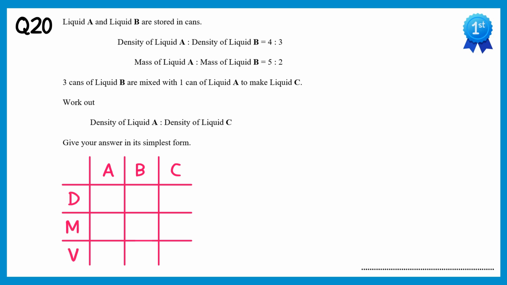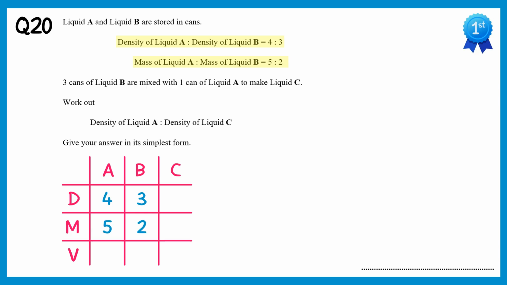Now we're told the ratio of the densities of liquid A and B in the question, that's 4:3. Whilst we don't know the actual numbers for the densities, we do know they're in this ratio, so we could pick any pair of numbers as long as they simplify to give this ratio. It would be simplest to just pick 4 and 3. We can do a similar thing with the ratio for the masses of 5 and 2, so let's just say the mass of A is 5 and the mass of B is 2.